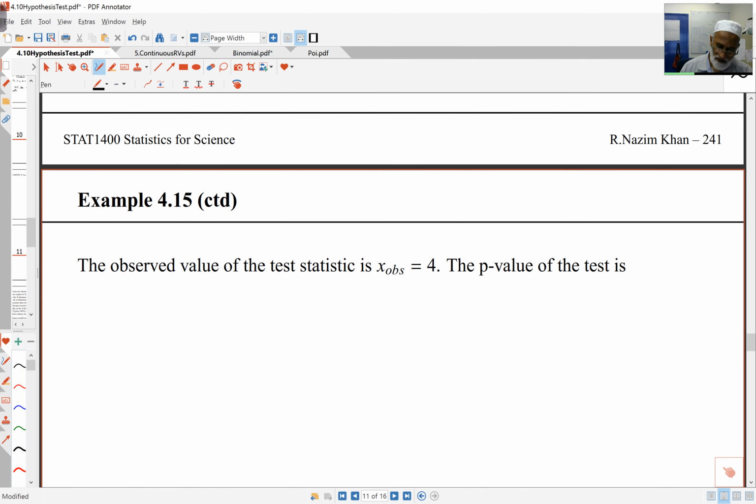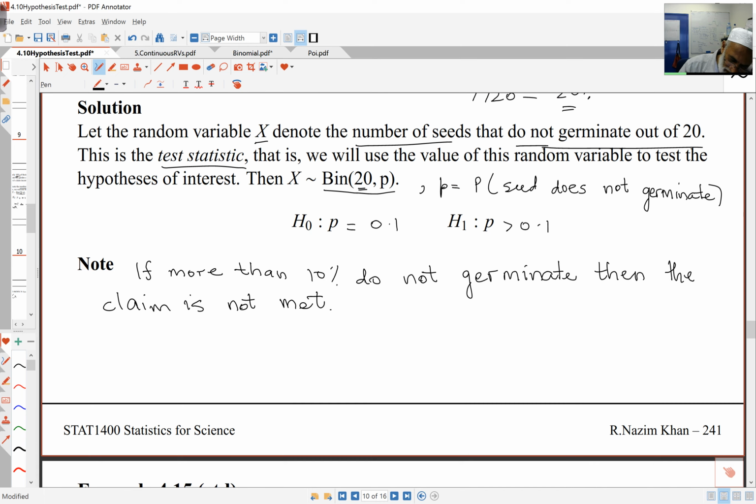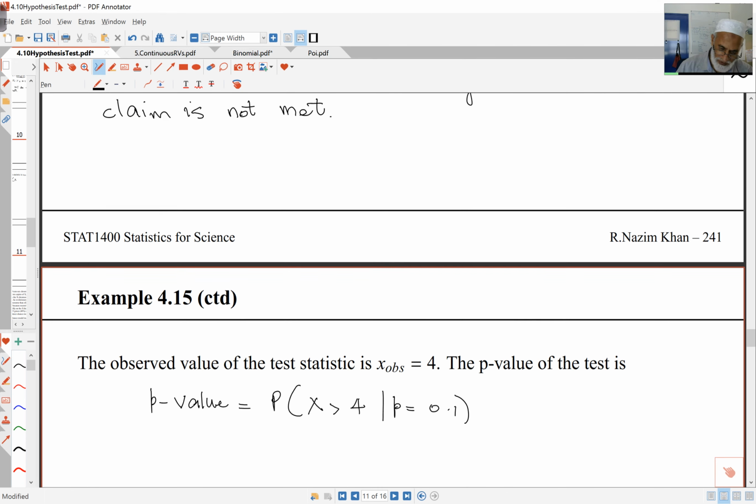Observed value here is 4. We found that 4 did not germinate. So the p-value of the test here equals the probability that x is bigger than or equal to 4, exactly in the same way, given that p is my null hypothesis value of 0.1. So there are a few things you'll notice here.